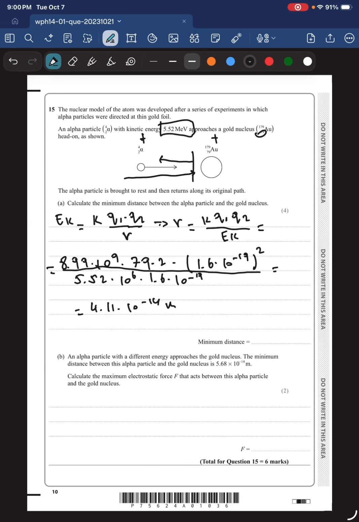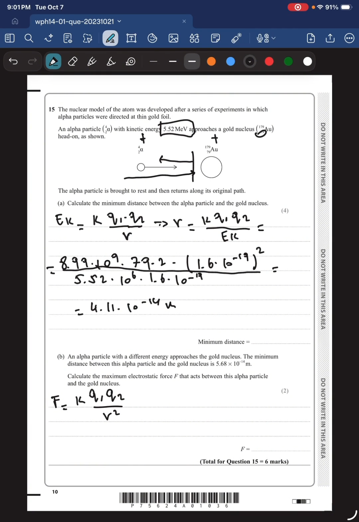Now part B. An alpha particle with a different energy approaches the gold nucleus. The minimum distance between this alpha particle and the gold nucleus is 5.68 times 10 to the negative 14 meters. Calculate the maximum electrostatic force F that acts between this alpha particle and the gold nucleus. So now we need the force, the mistake I made earlier, remember? So the force is K Q1 Q2 over R squared.